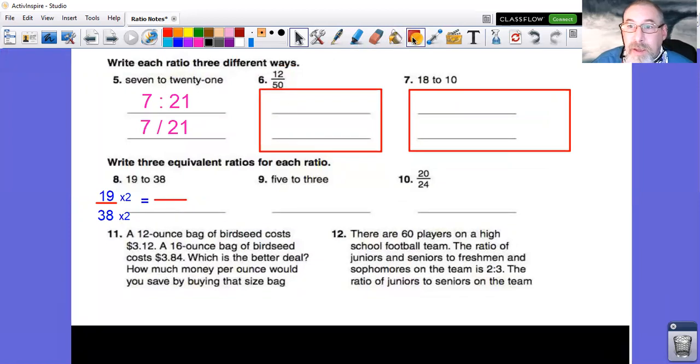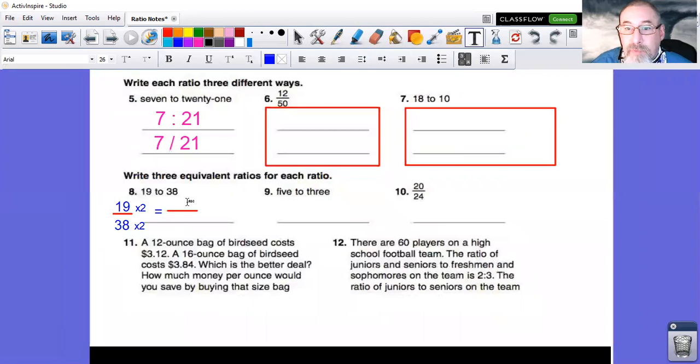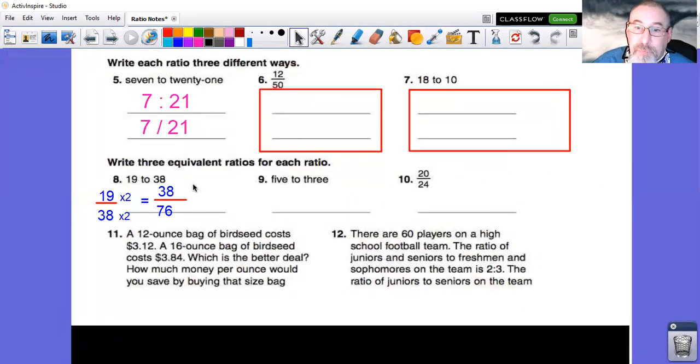So 19 times 2 is our wonderful 38. 38 times 2, we get 16, carry the 1, 76. So there's one.